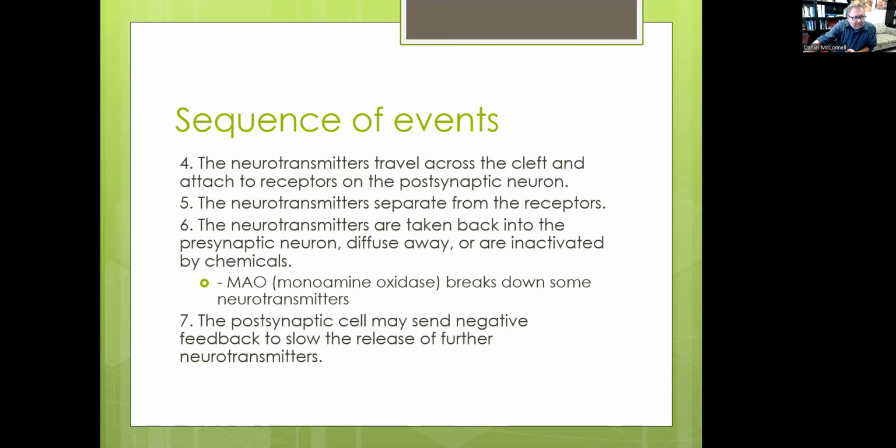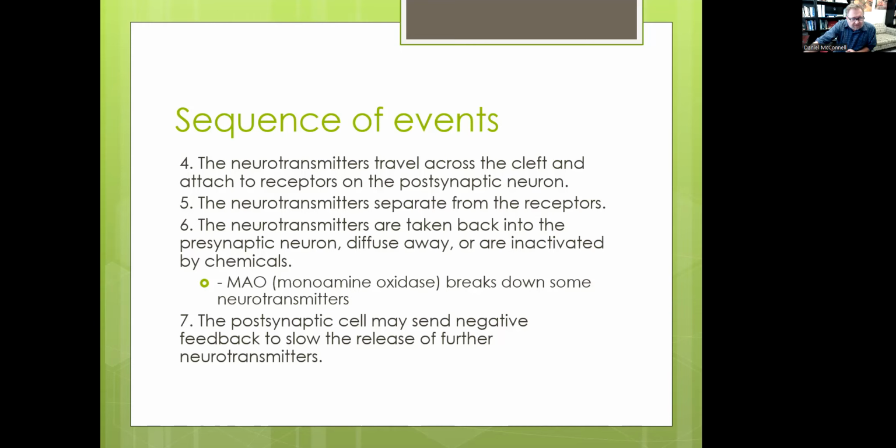Sometimes they just diffuse away, right? There's just extracellular fluid and they just may float away into that extracellular fluid. Eventually, they might be cleaned up by astrocytes and then excreted into the veins where they are taken to the kidneys, and we will urinate them out, right? Sometimes there are other chemicals.